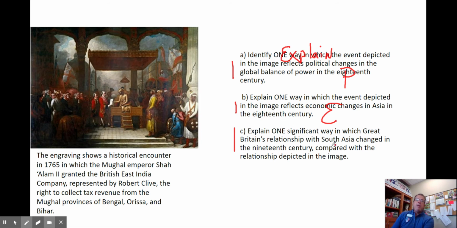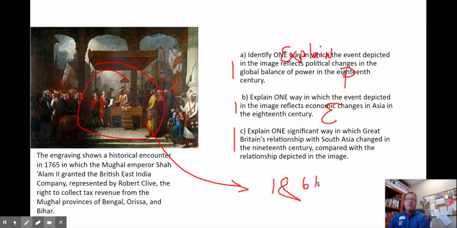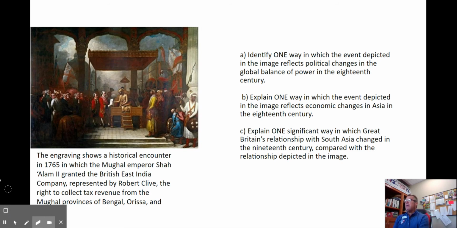So there you go. Explain one significant way in which Great Britain's relationship with South Asia changed in the 19th century. So how does it change from this to something bigger by 1865? By 1865, how does it even get more different, if you will, or similar? I guess compared with the relationship. So it changed, so it must be different. So there you go. So let's get in here and look at a good answer, what that might look like.